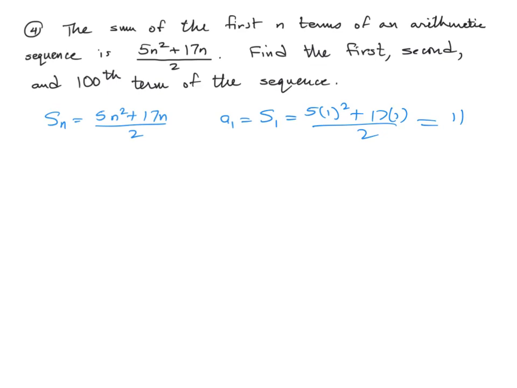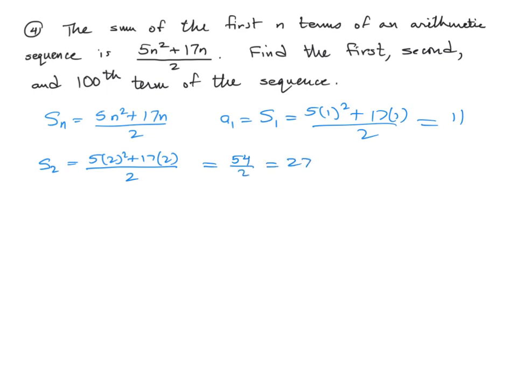Now, I can't directly find the second term, but I can find the sum of the first two terms, S2. So I can do 5 times 2 squared plus 17 times 2 all over 2. So 5 times 4 is 20. 17 times 2 is 34. So that's 54 divided by 2. And of course, 54 divided by 2 is 27.